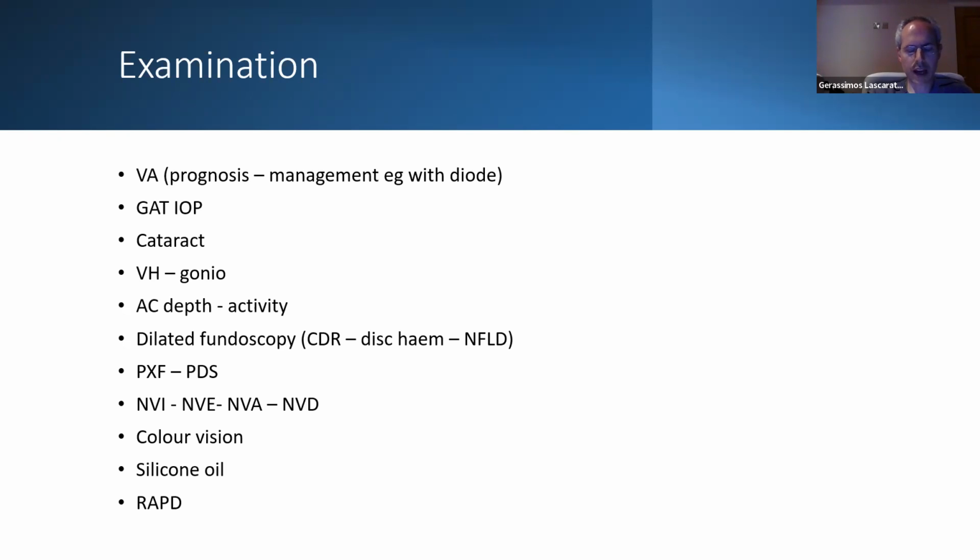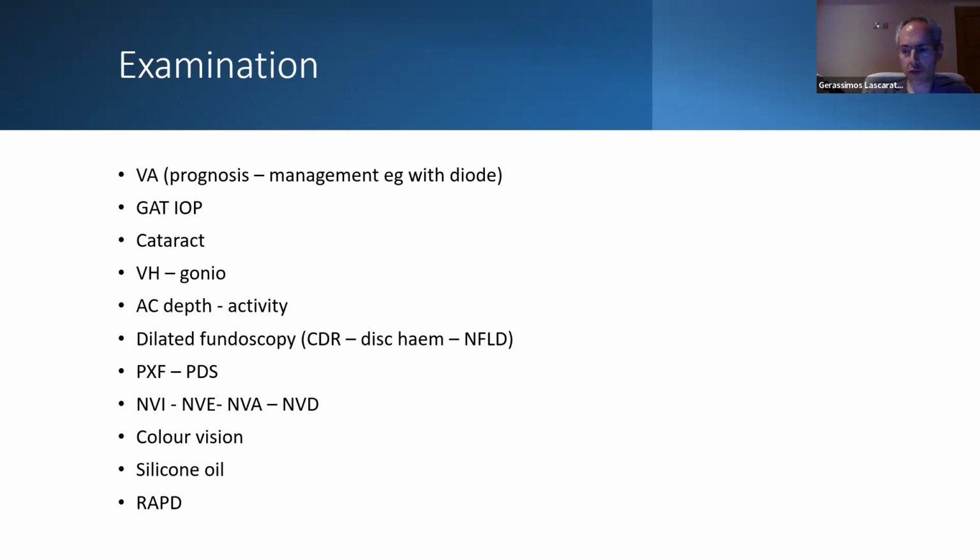Look for iris new vessels in the context of a diabetic patient with very high pressure. Maybe they've got rubeosis. If you do gonioscopy, you can look for new vessels in the angle. And if you dilate the patient, you can look for new vessels at the disc or in the periphery of the retina.